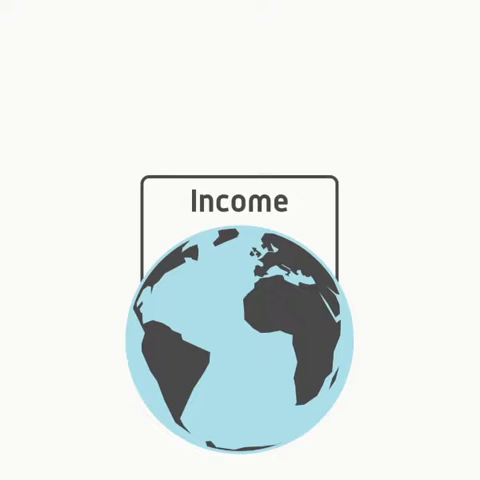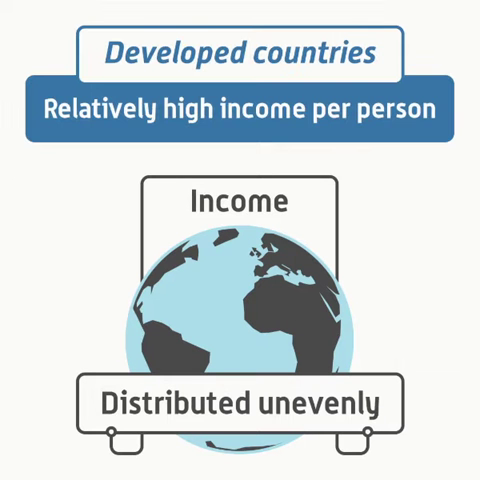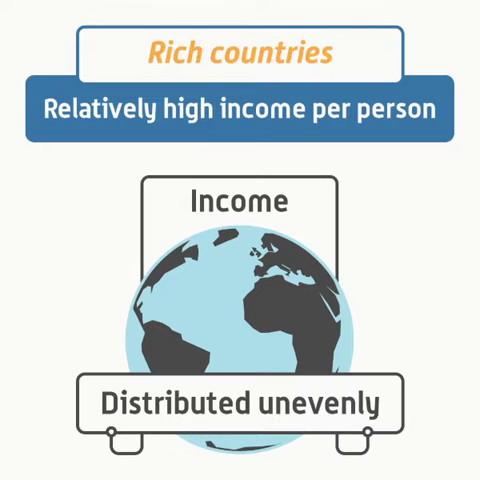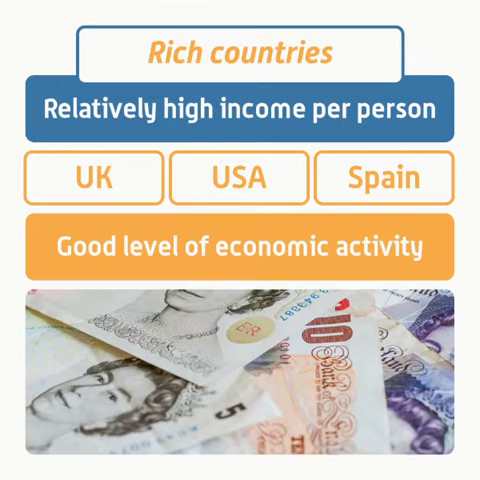Did you know that the world's income is distributed unevenly? Developed countries have a relatively high income per person. Developed countries are also known as rich countries. The UK, USA, and Spain are examples of developed countries.